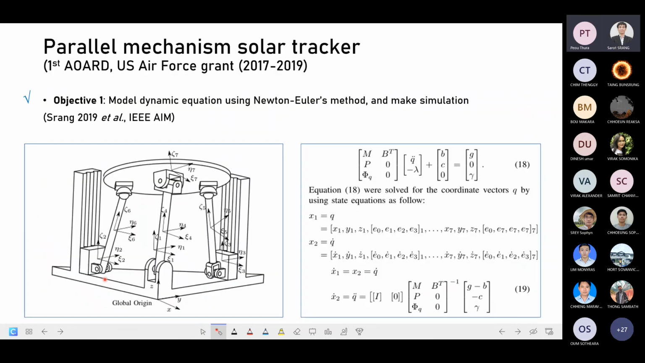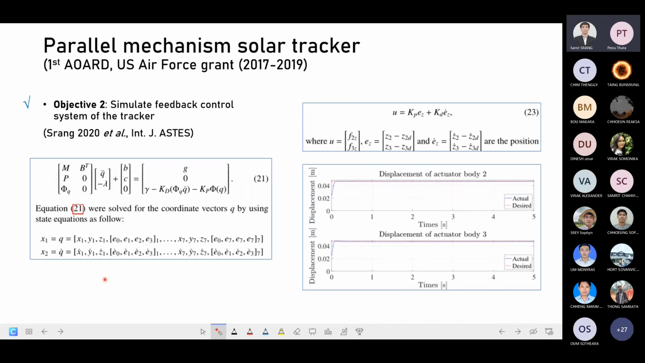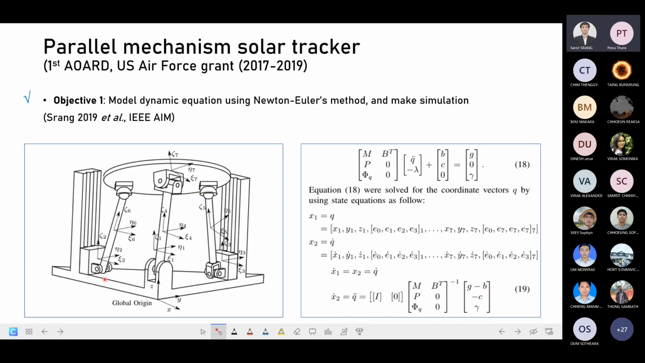Parallel mechanism, this one is too complicated. I won't say much about this, but anyway, the objective for this research is to develop a dynamic equation in order to describe the motion. Then objective 2 is to design a controller for the mechanism. And we have 2 papers published, one presented in the ITC conference and one published in an international journal.